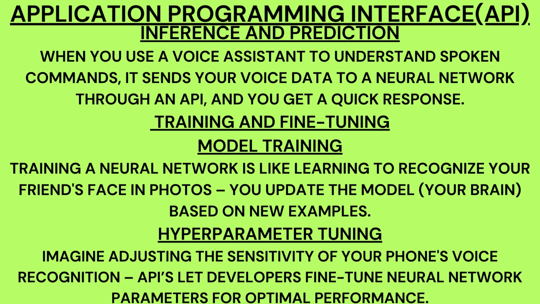Training and fine-tuning. Model training. Training a neural network is like learning to recognize your friend's face in photos. You update the model, your brain, based on new examples. Hyperparameter tuning. Imagine adjusting the sensitivity of your phone's voice recognition. APIs let developers fine-tune neural network parameters for optimal performance.